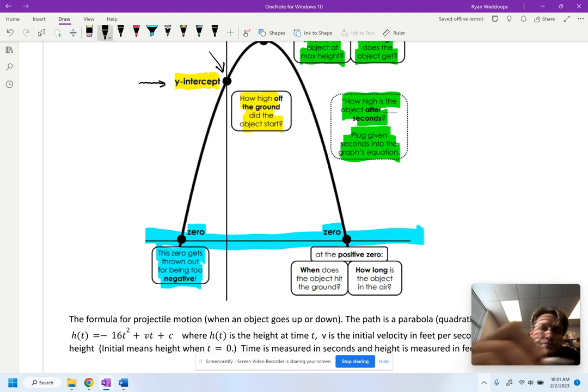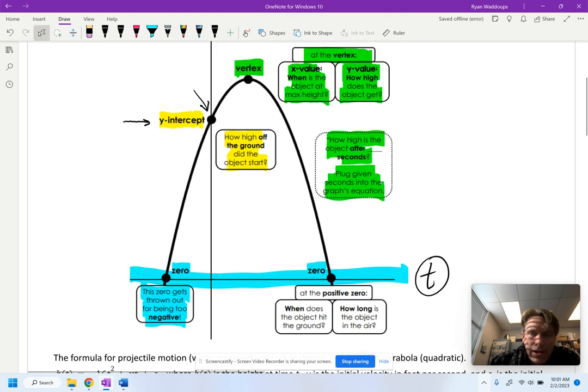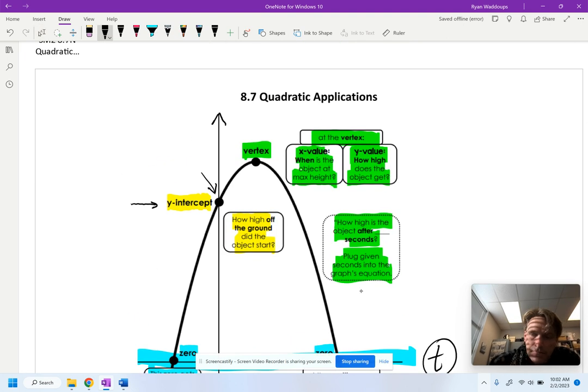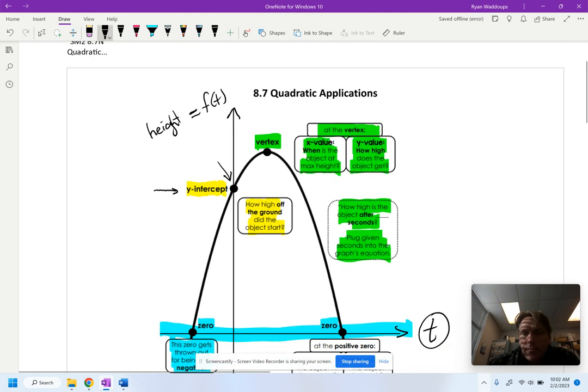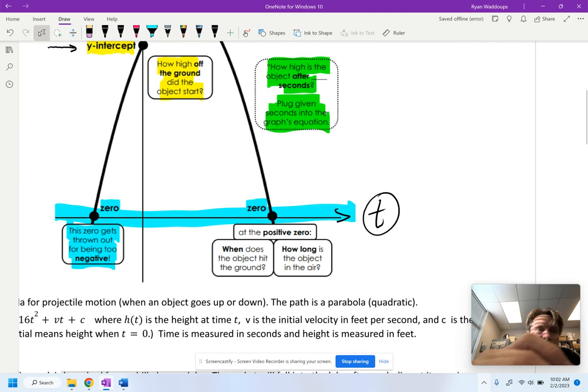x-axis here is the time, and the y-axis is, we would say, f of t, or the height. So at the positive zero, when does the object hit the ground? That time t will give you how many seconds after it's thrown or dropped or launched or whatever it is. How long is the object in the air?